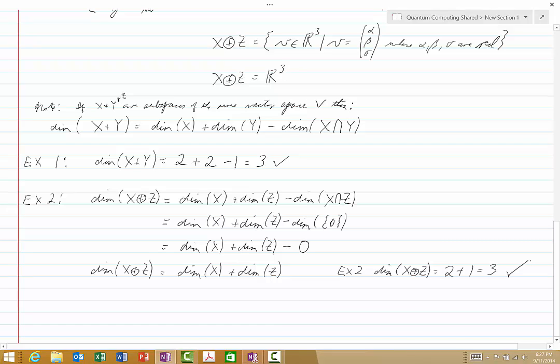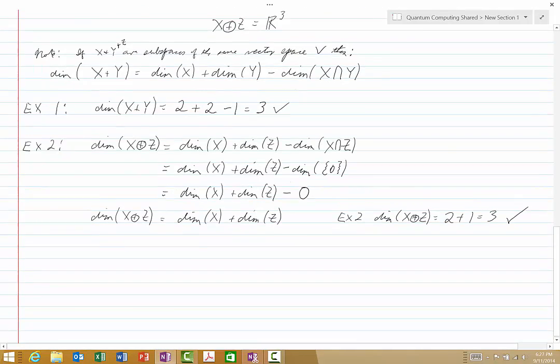So there is a little additional information about the sum of two subspaces and the direct sum of two subspaces. Just remember that the direct sum is a sum. However, it's a little bit more: when we use the direct sum notation, it means that the two subspaces under consideration have an intersection consisting only of the 0 vector.